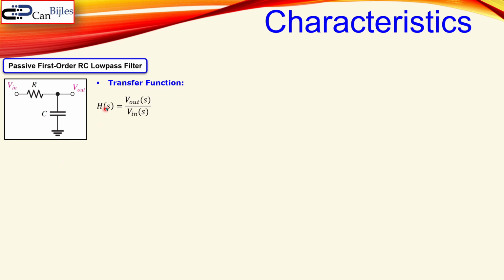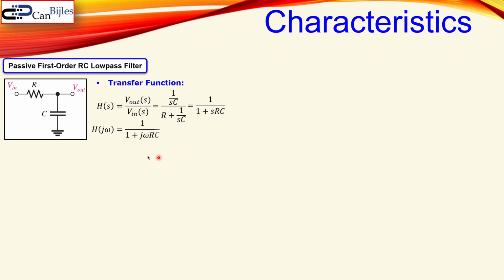For the transfer function, we'll use the Laplace transform. So we have here H(s), which is the output voltage divided by the input voltage. That is done using the voltage divider rule. So 1/(sC), which is the expression in the Laplace domain for the reactance of the capacitor, divided by the series combination of R and 1/(sC). Now we can multiply the numerator and denominator by sC, then you have this expression.